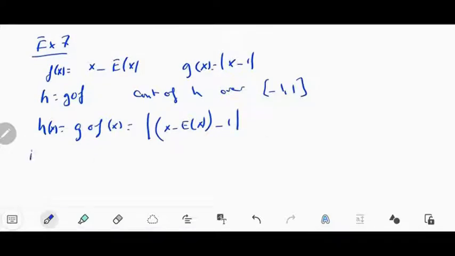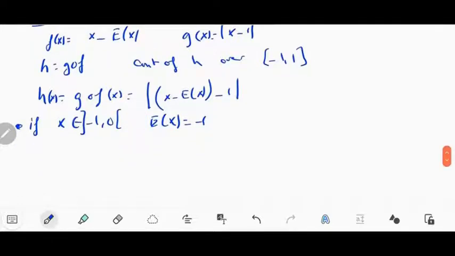Then if x belongs to [-1, 0), in this first case, we have E of x is equal to minus 1. Of course, we need to study also the case when x is between 0 and 1, and then we need to study the points 1, minus 1, and 0. Okay, so in this first case, if x is between minus 1 and 0, E of x is equal to minus 1. Then h of x will be equal to the absolute value of x, which is equal to minus x because x is negative, and minus x is a continuous function. Then h is continuous in this case when x is between minus 1 and 0.